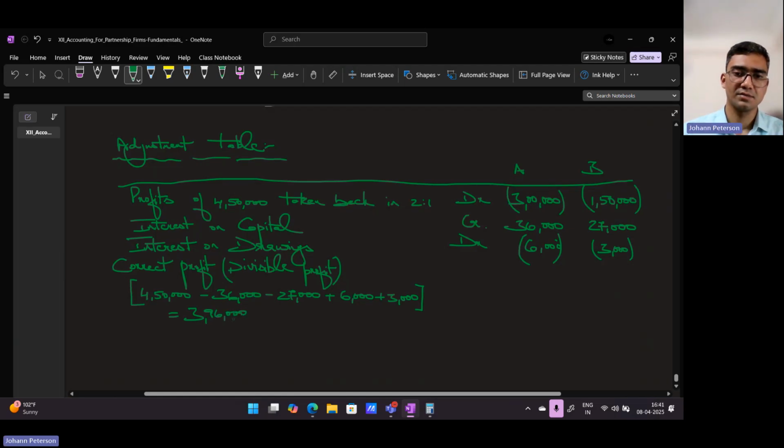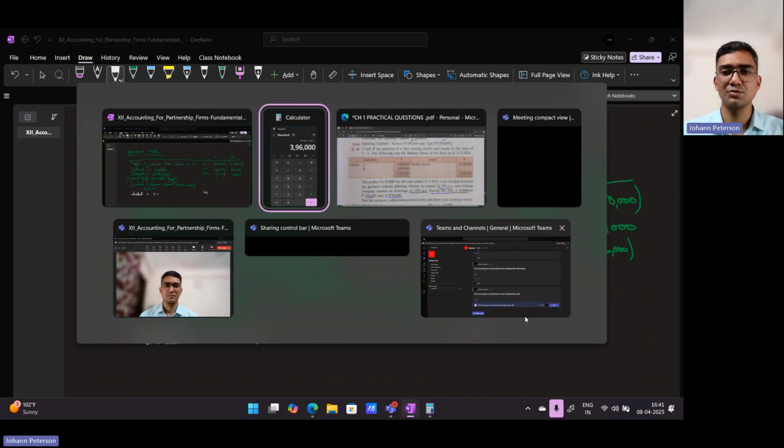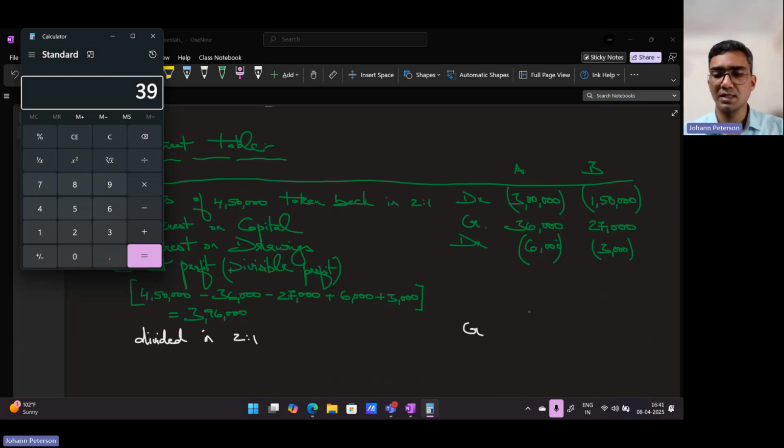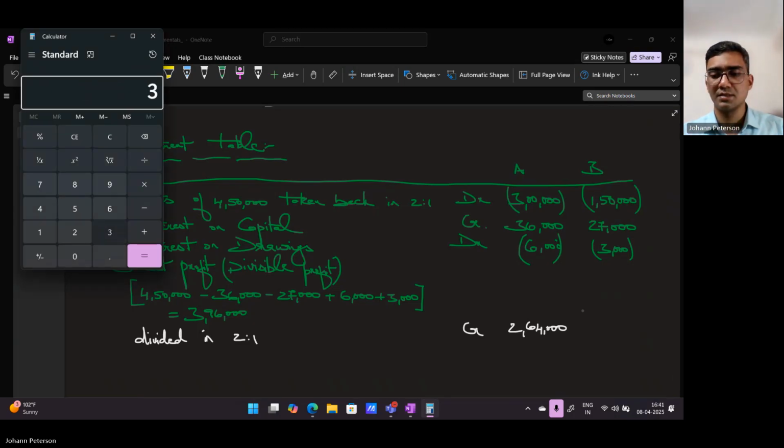So correct profit, that is your divisible profit, divided in that same ratio, which is 2:1, which means you're crediting it. So the amount is 396 and 2:1. So 396 into 2 divided by 3, which comes out as 264. And similarly, 396 into 1 divided by 3, which comes out as 132.